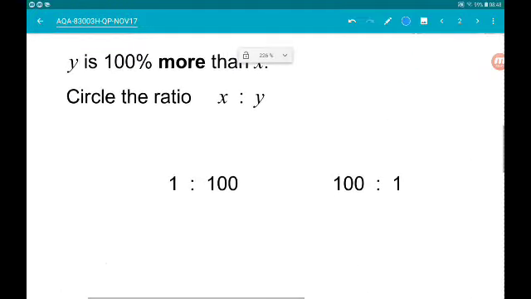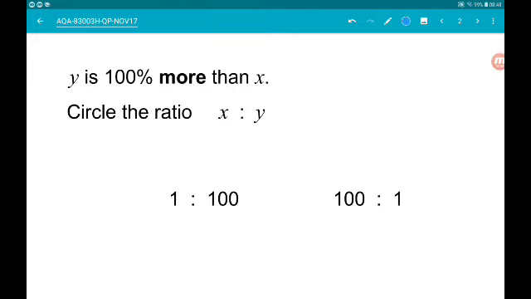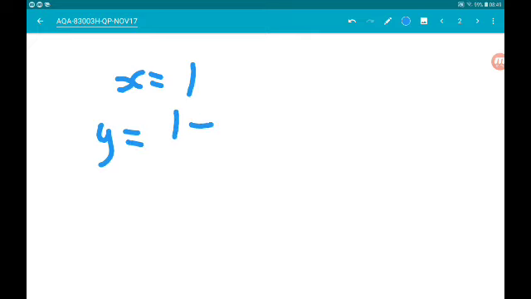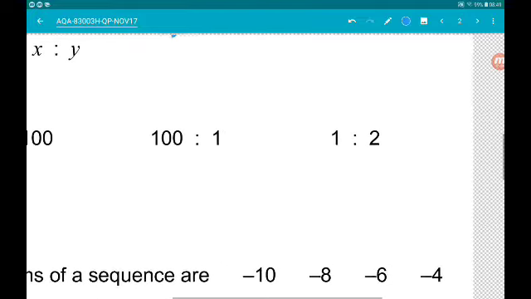Okay, question 2. Y is 100% more than x. We want to circle the ratio x to y. So let's just say that x is 1. Then if y is 100% more than x, y is 1, add another 1, which is 2. So x to y is 1 to 2. Y is double x.